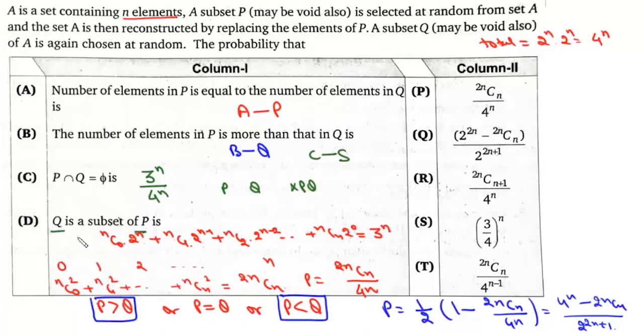So favorable cases where Q is a subset of P is 3 to the power n. That means this required probability will be 3 to the power n upon 4 to the power n. So this D, it also matches with S. So A matches with P, B with Q, C with S, and D with S. And that is the answer to this question.